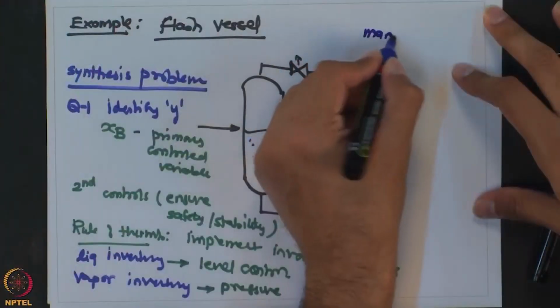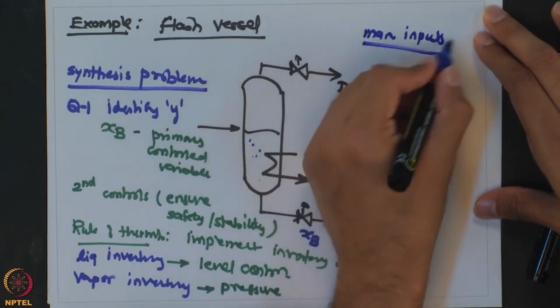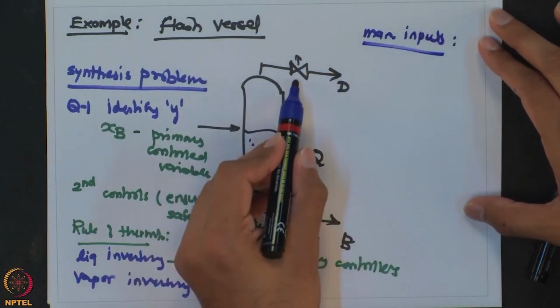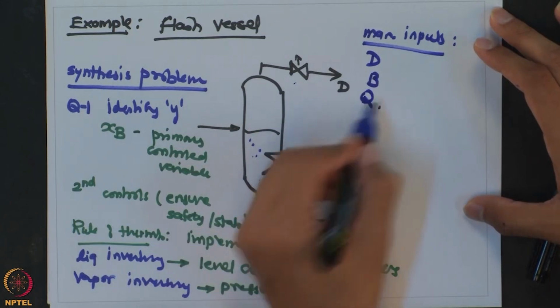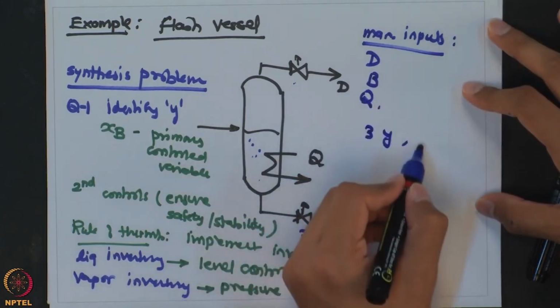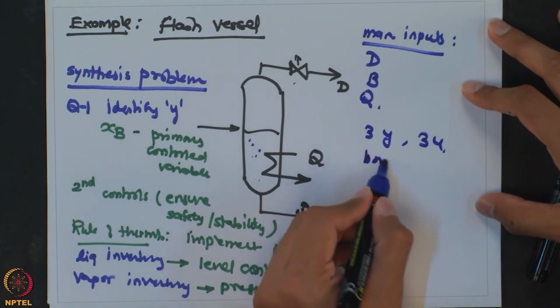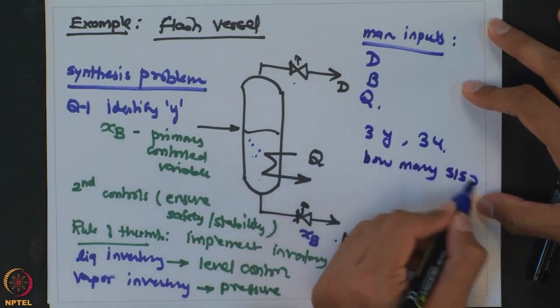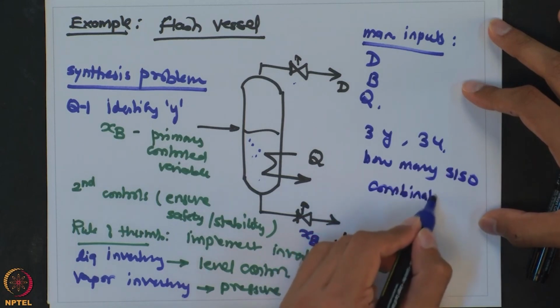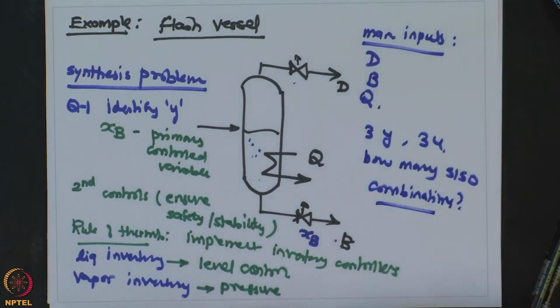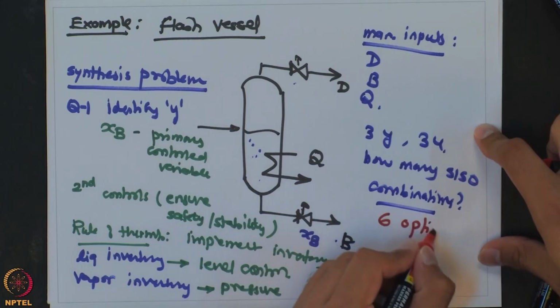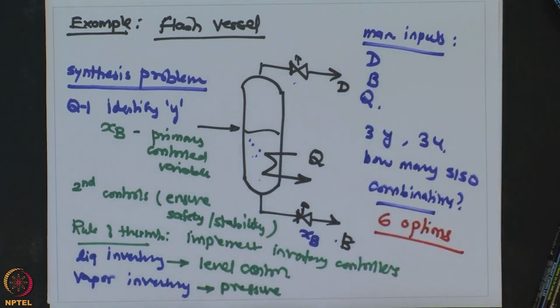Let us look at now manipulated variables. I have shown 3 manipulated variables here. One is the vapor flow, one is the liquid flow, and another is the heat duty. So you have 3 outputs, 3 inputs. So how many seesaw combinations are possible? So there are 6 options. So you have to select out of these 6 options which is the best option which you are going to go forward with.